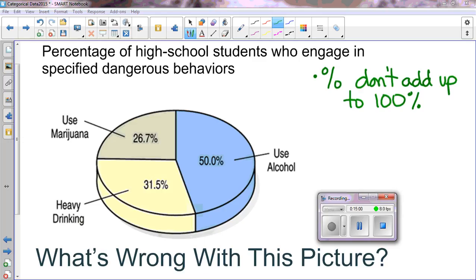Meaning that if you use marijuana, it's probably more likely that you'll use alcohol as well. And we call those independent. So that's a situation we're going to talk about in a little bit. But yeah, they don't add up to 100. It's very likely that the categories are going to overlap, and that's one of the reasons, okay? So I might say that here. Categories overlap.